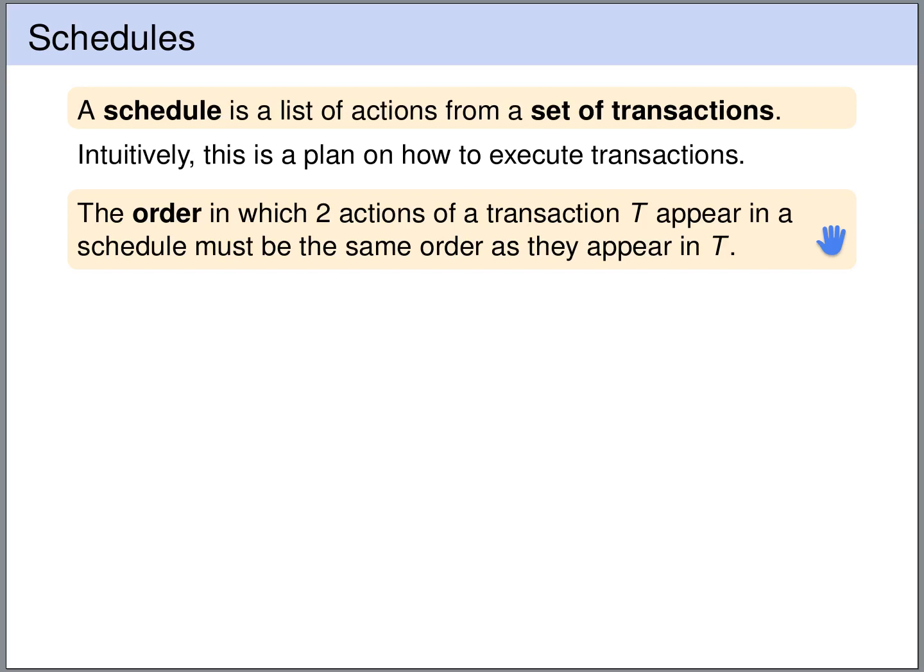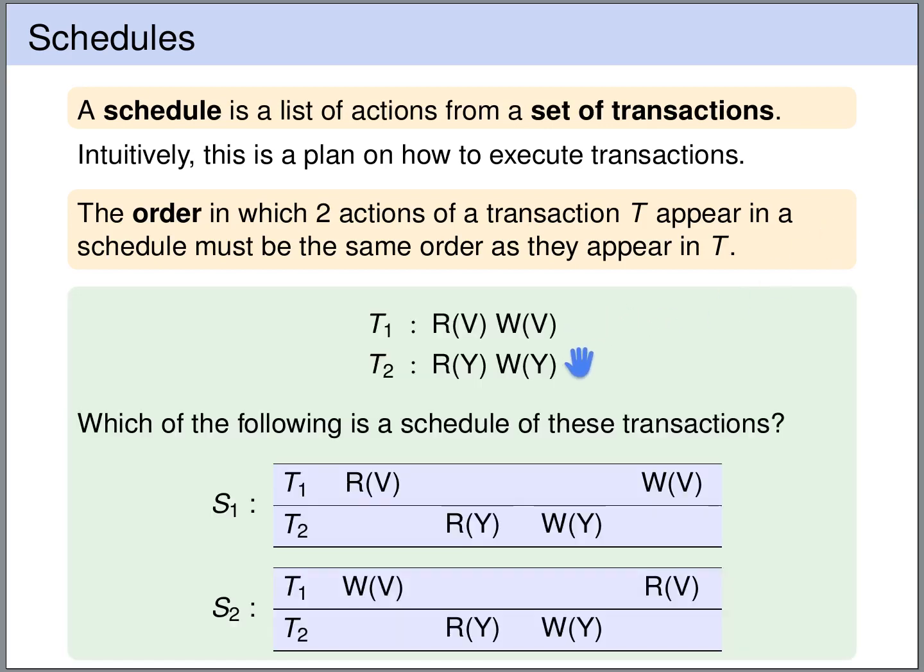This is easier to explain on an example. So let's have a look at an example. We have 2 transactions. Transaction 1 reads V and then writes V. Transaction 2 reads Y and then writes Y. Now, which of these 2 is a schedule of these 2 transactions?